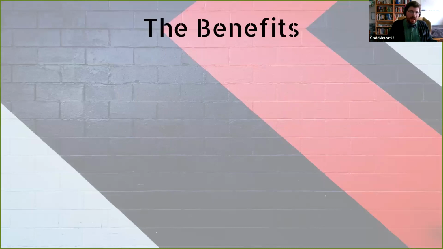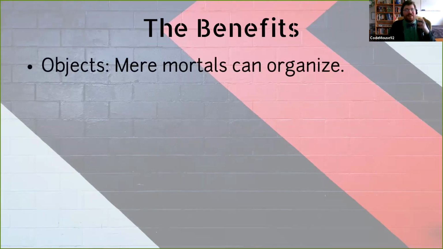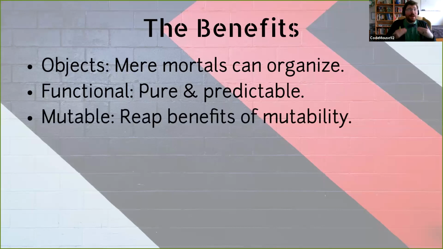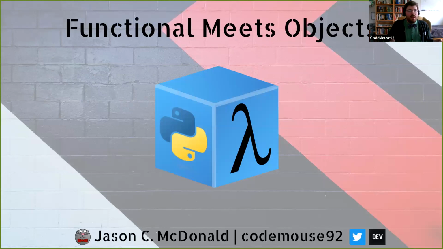So just quickly recapping then, what are the benefits? Why bother at all? Well, by combining it in this way, we gain the organizational skills we like having in object-oriented programming, but we gain the purity and predictability of functional programming. So we combine the two together, and we now gain the benefits of mutability in a predictable fashion without any sort of surprises. So I think by combining the two, you can get much more maintainable code.